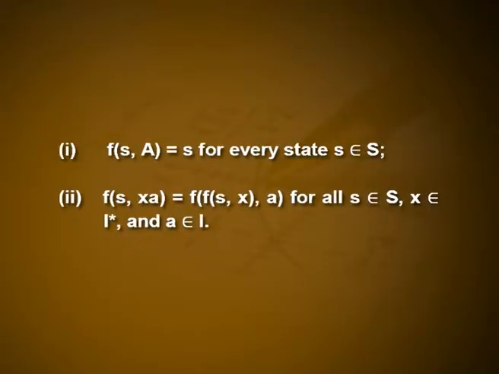Formally, we can define this extended transition function f recursively for the deterministic finite state machine M equal to (S, I, f, S0, F) by f of (s, λ) is equal to s for every state s in S, and f of (s, xa) is equal to f of (f(s, x), a) for all s in S, x in I star and a in I.